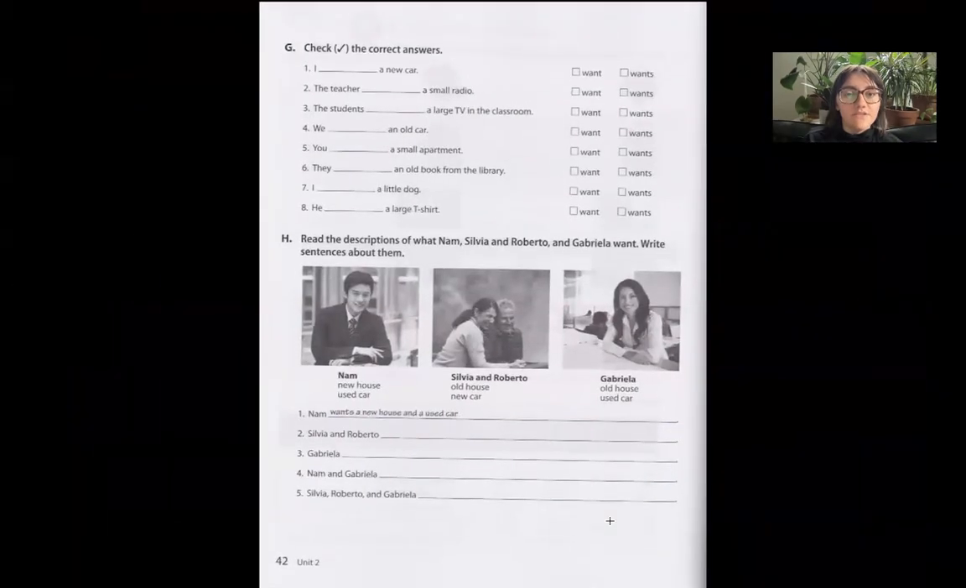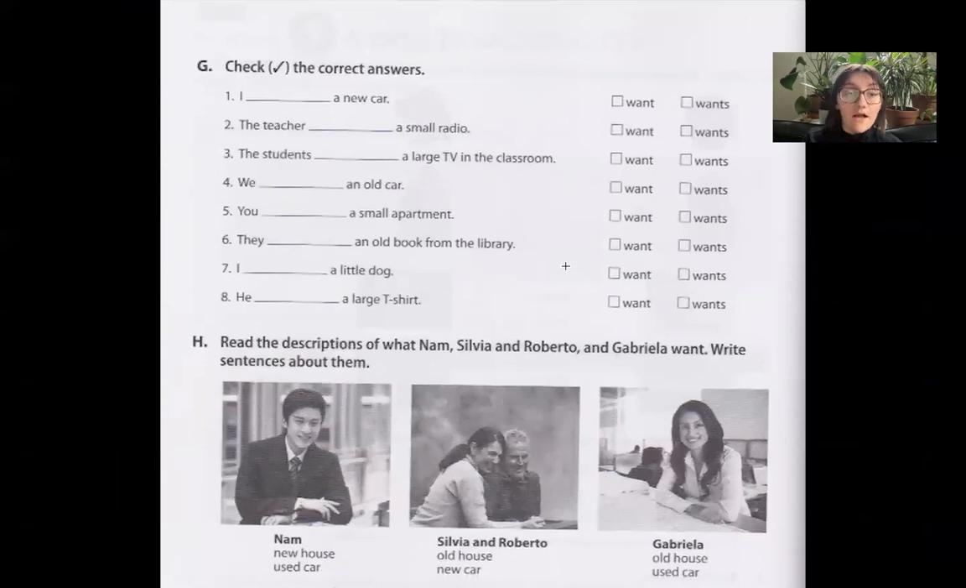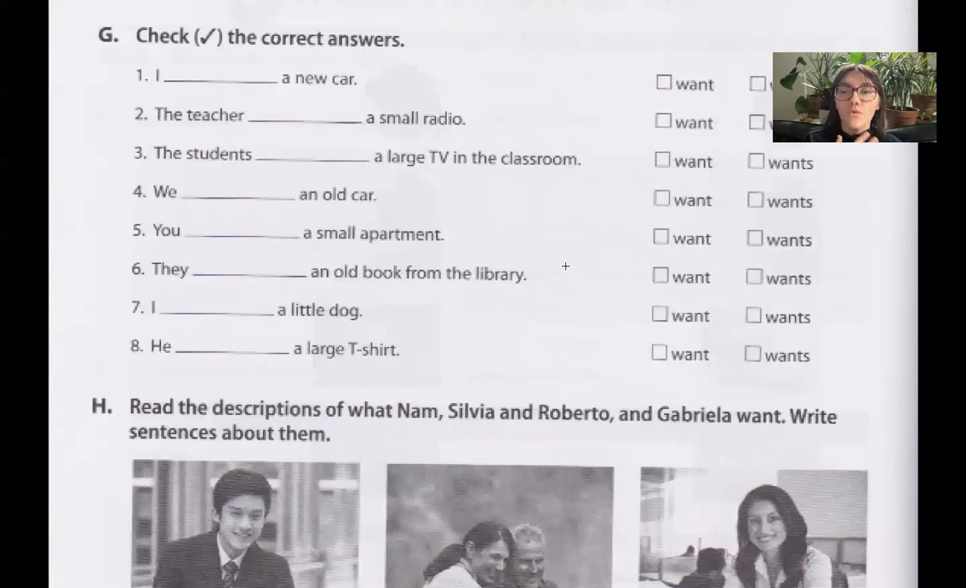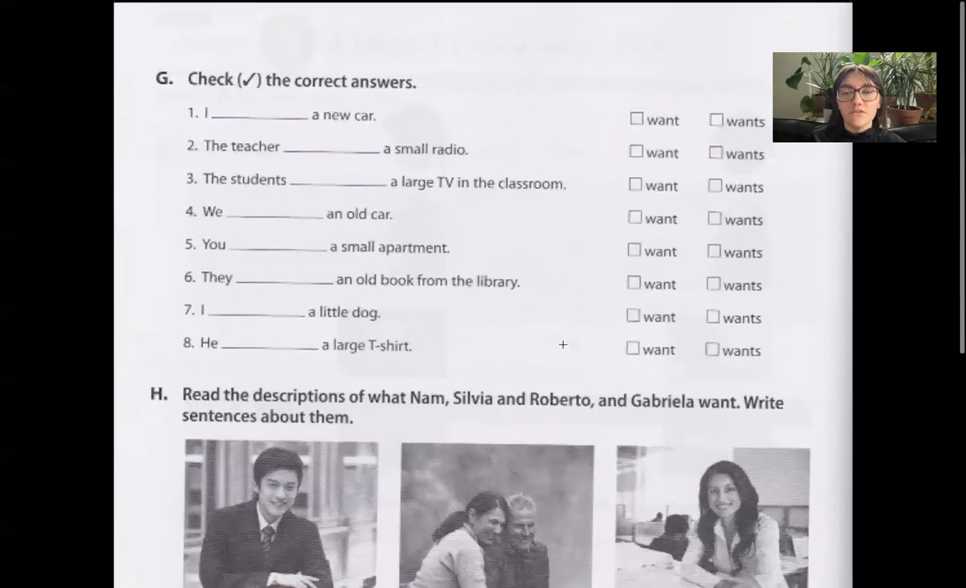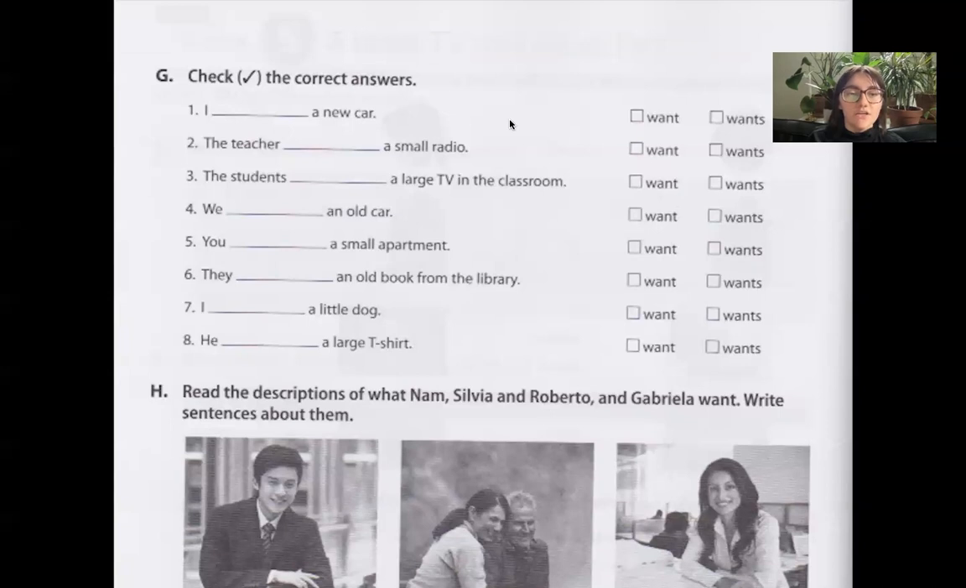Okay. So next we want to do this, and it says check the correct answers. Now it wants you to know whether or not you're going to use want or wants. So if you say I, a new car, is it going to be want or wants? It's going to be I want a new car, right? So let's kind of scoot out a little bit. And I'm going to draw. So we are going to say, I want a new car.